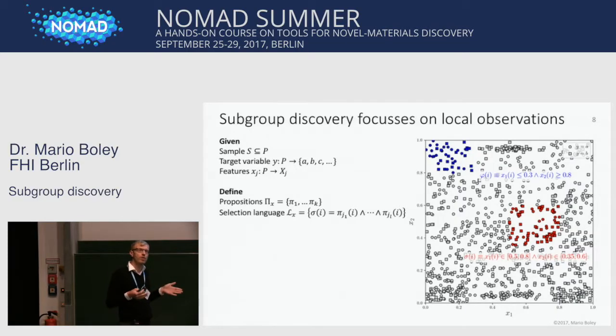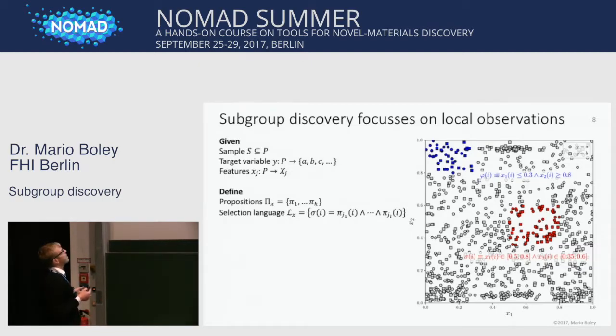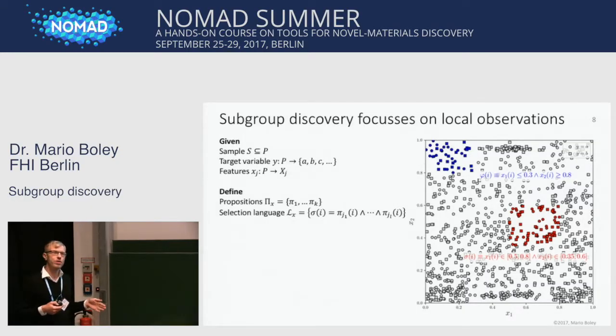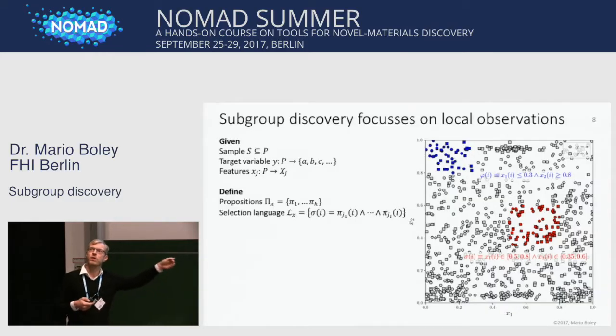Also here, I have to make sure that I design these propositions in a physically meaningful way that have some plausible connection to the domain. And then after this step, I say, okay, now I consider the selection language for local data regions, which considers all possible conjunctions of these individual basic propositions that I have set up.